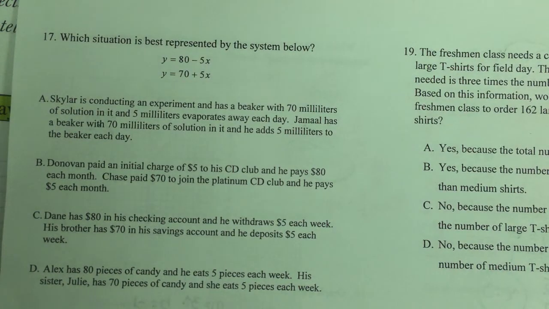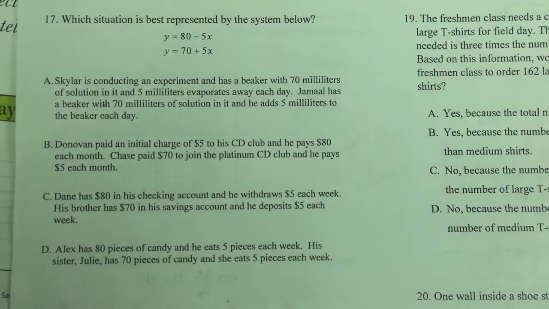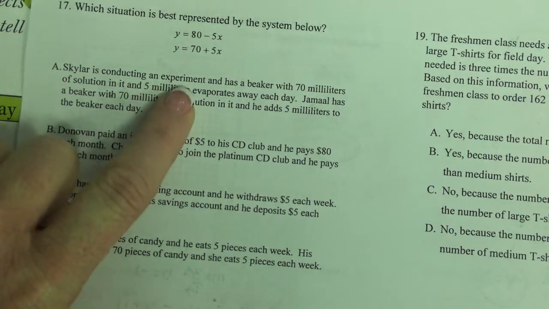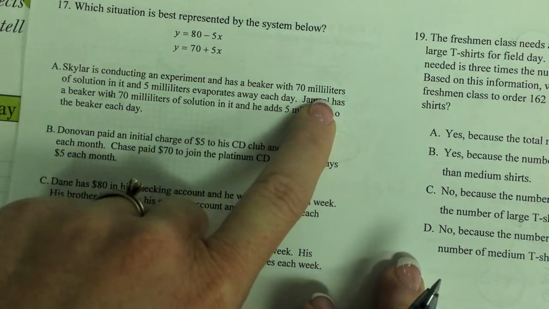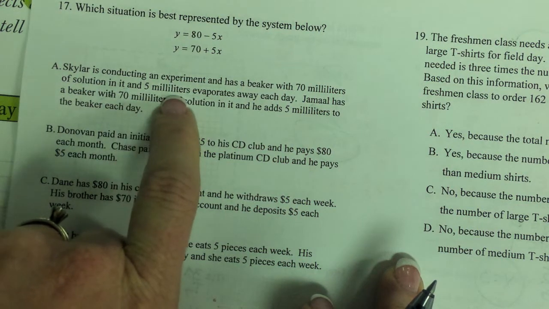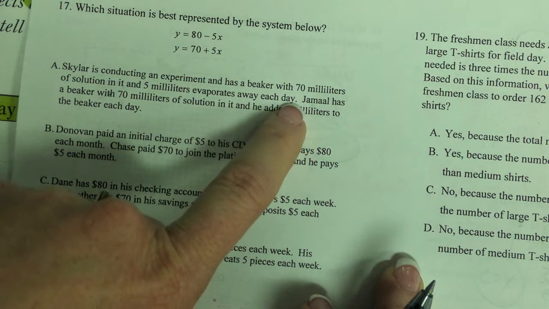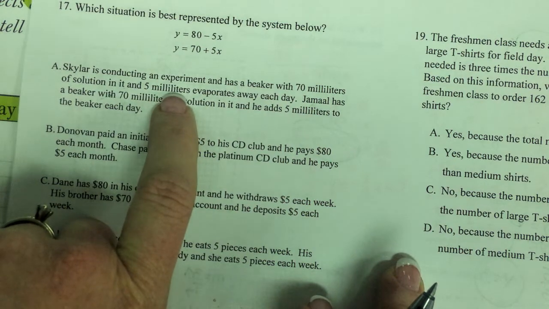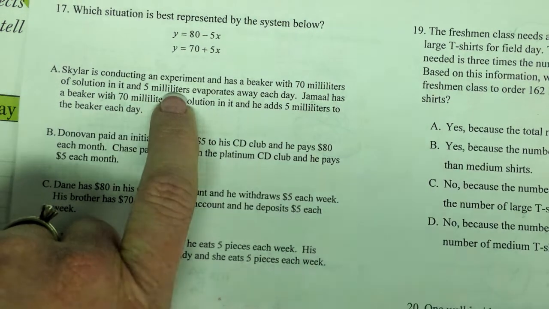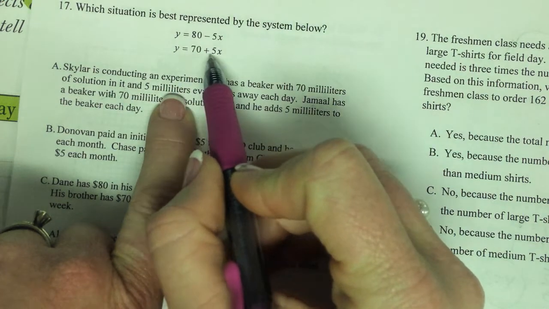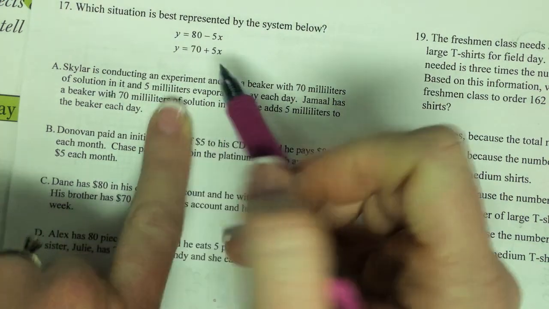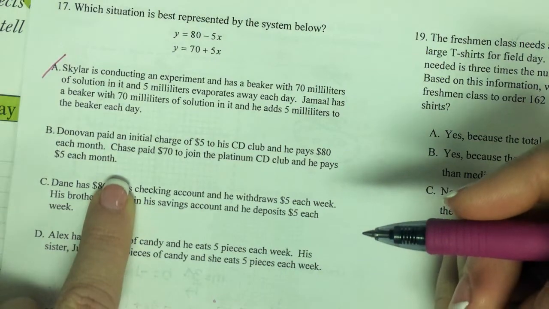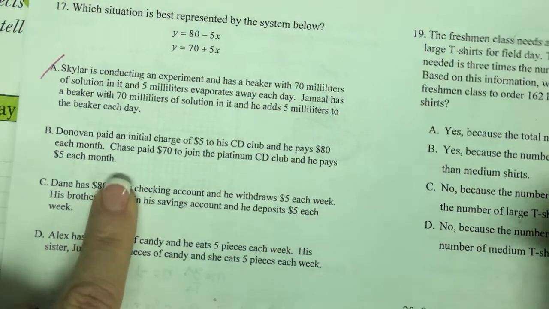Okay, number 17 says, which situation is best represented by the system below? We have y equals 80 minus 5x, and then y equals 70 plus 5x. All right, so A says Skylar is conducting an experiment and has a beaker with 70 milliliters of solution in it, and 5 milliliters evaporates away each day. If it's evaporating away each day, does that mean I would be adding that 5 or subtracting it? Okay, so I have 70 up here, but it's saying plus this 5x, right? So we know right away it can't be A, right? Does that make sense to everybody? All right.